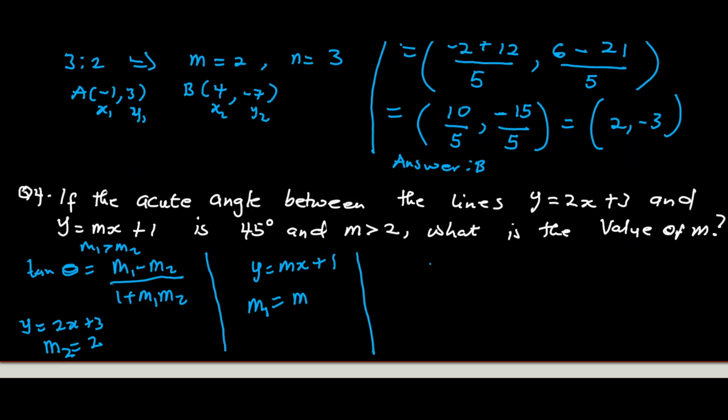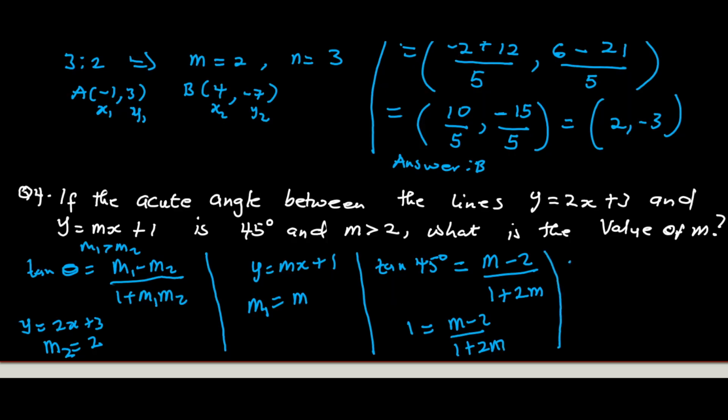And so if we substitute everything inside, we'll have tan theta, which is already given as 45. So we have tan 45 degrees to be equal to m1, which is m, minus 2 over 1 plus 2 times m, which is 2m. Now tan 45 is 1, so we have 1 is equal to m minus 2 all over 1 plus 2m. Now we do our cross multiplication, and then we are going to have 1 plus 2m to be equal to m minus 2.